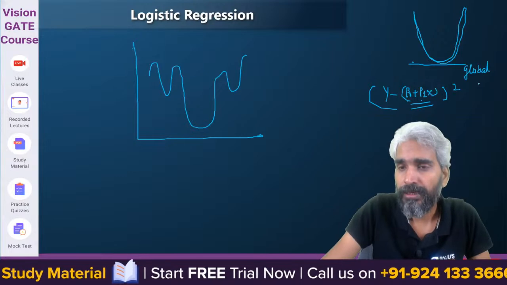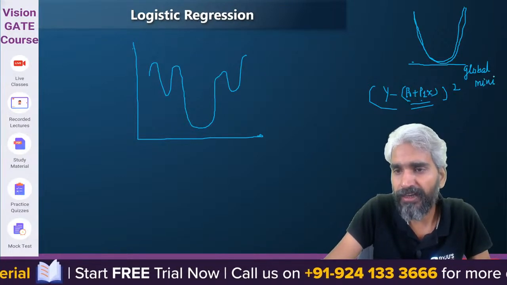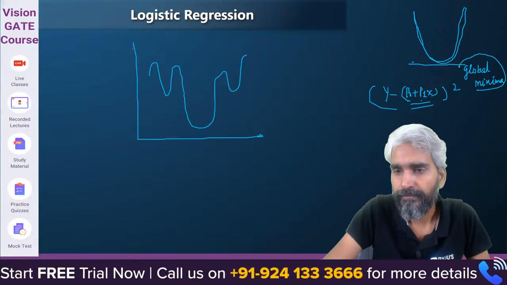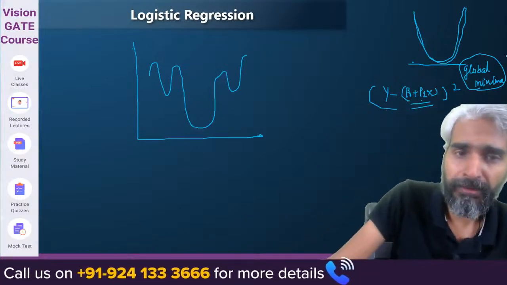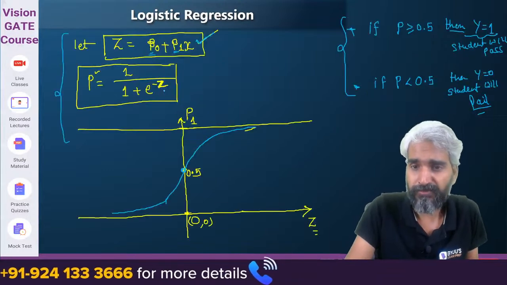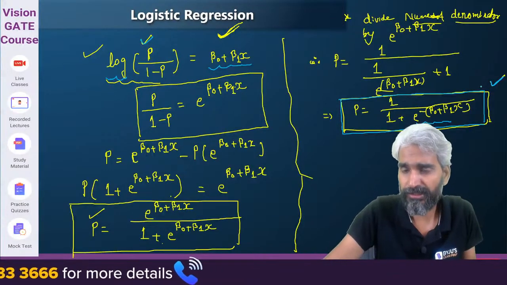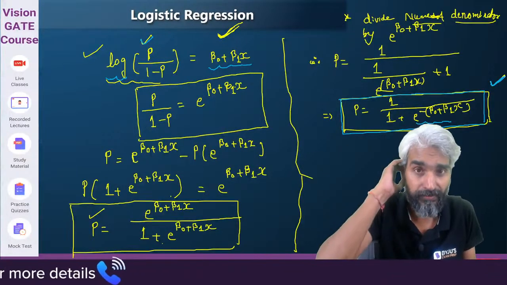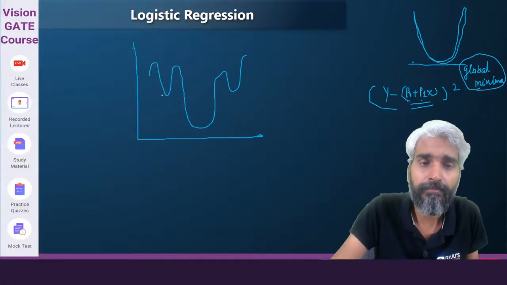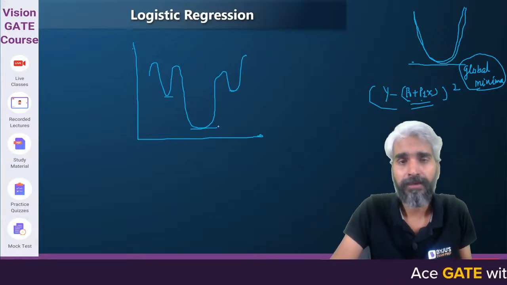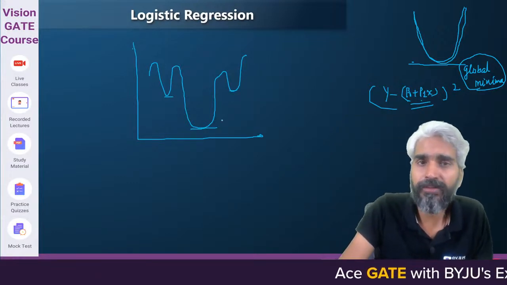Yes or no? If there is only one minima in the function, then it will be the global minima. But here, because this function is not a linear function, when I try to draw it with respect to beta 0, beta 1, then it will have multiple local minima along with a global minima.